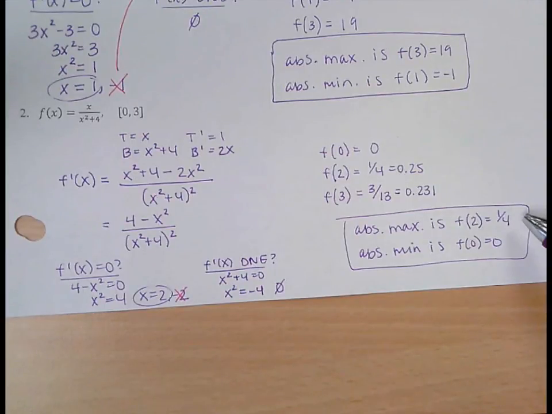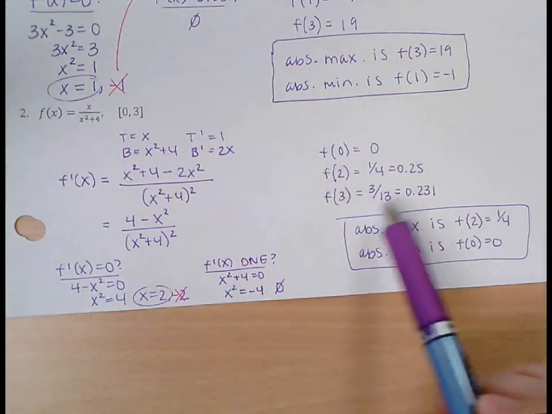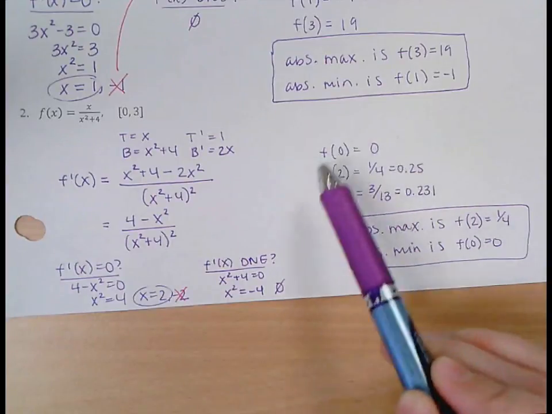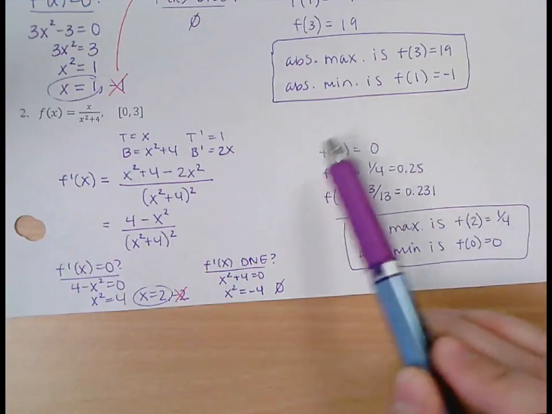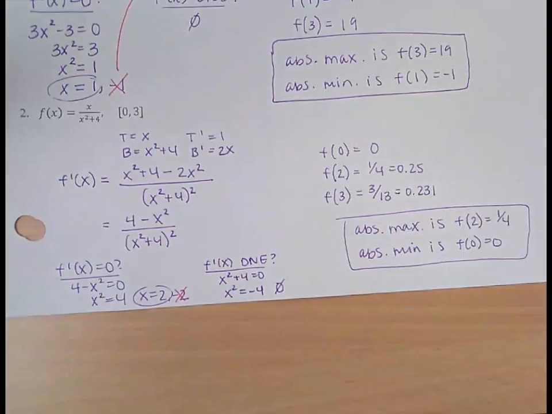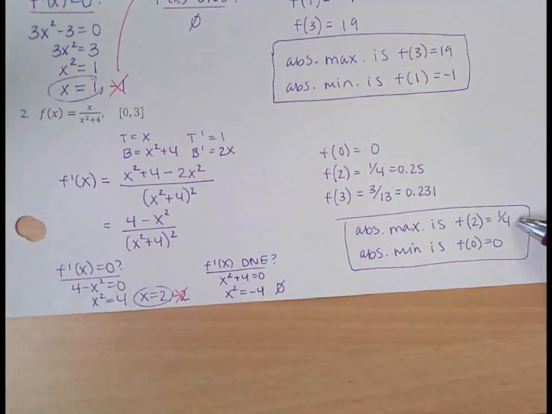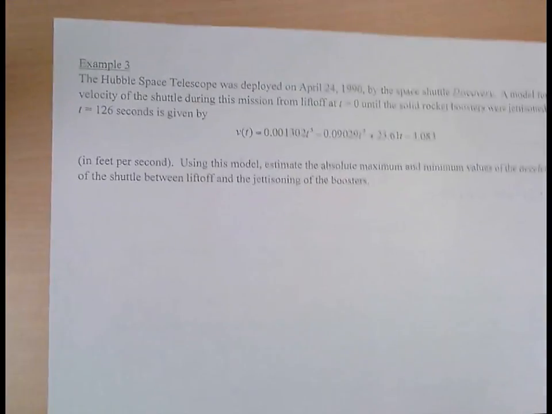And then also make sure that you're not just leaving this as your answer. If you just have this, everything is correct, but you have not answered the question. So make sure that you are saying what is the absolute max, what is the absolute min. Okay, questions before we go on to the last example?